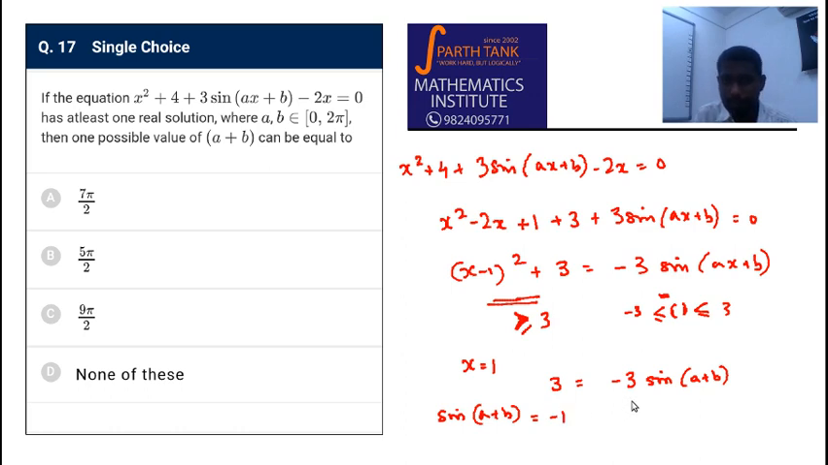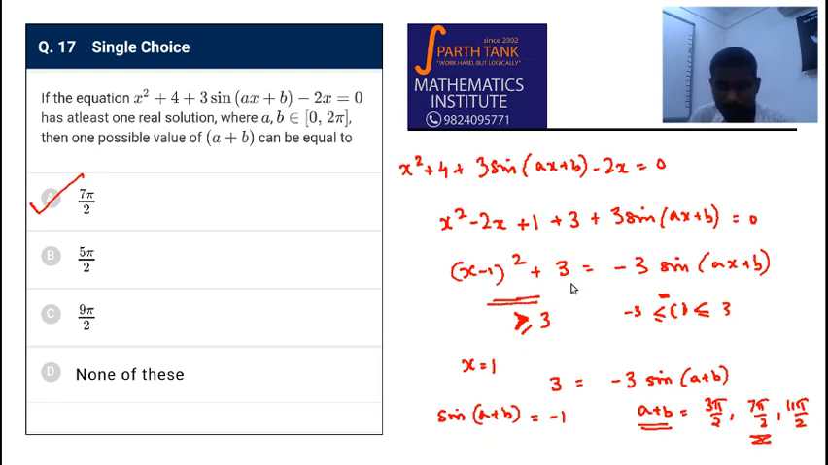And we know that sine is minus 1 at values like 3 pi by 2 and then 3 pi by 2 plus 2 pi, that is 7 pi by 2, and then plus 2 pi, 11 pi by 2, and so on, right? 270 degrees, 270 plus 360 plus 360 and so on. So this is the value for a plus b, and among the values given that we have computed, option A matches for 7 pi by 2, right? Very interesting problem.